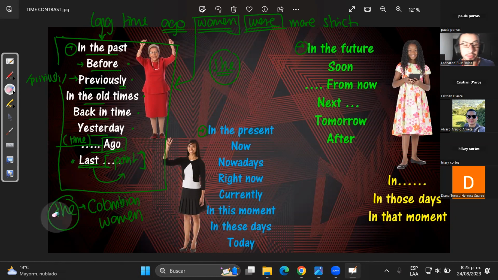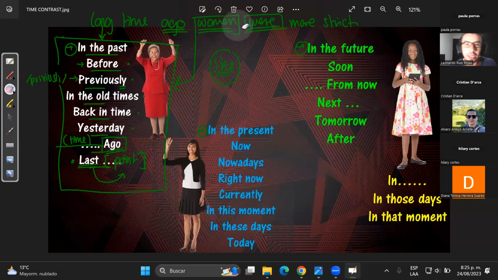¿Listo? Ready? Muy bien, very good. So, in general, long time ago, the women were stricter. I use the verb were. Were is the past of what verb? To be, of course. So when I see that the expression is long time ago, in the old times, back in time, yesterday, I understand that, wait a second, that verb is going to be in past. I contextualize my sentence and I already know that the sentence is in past. So the verb or the auxiliary has to be in past.